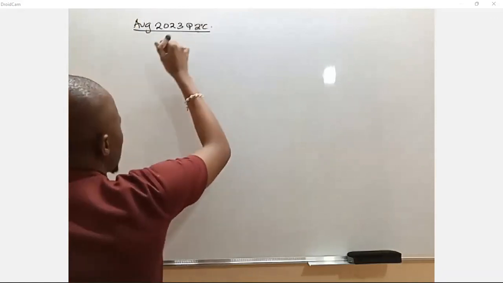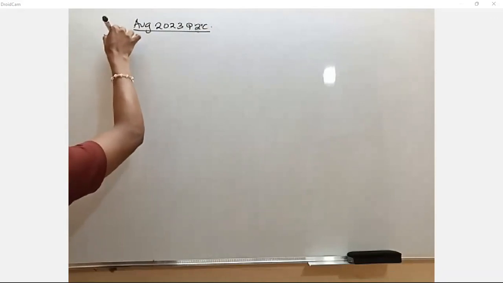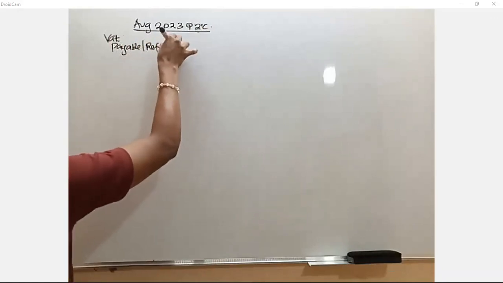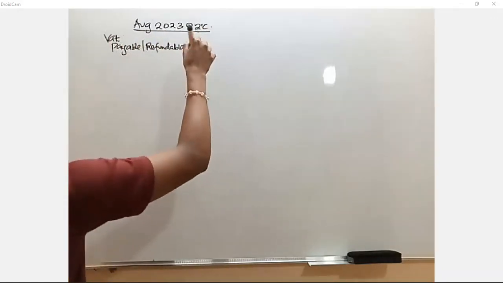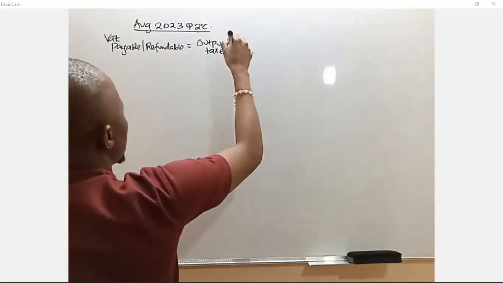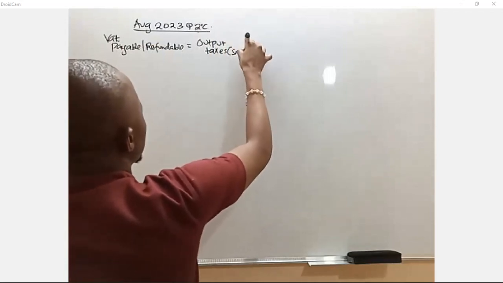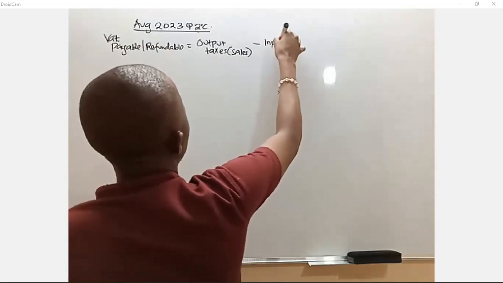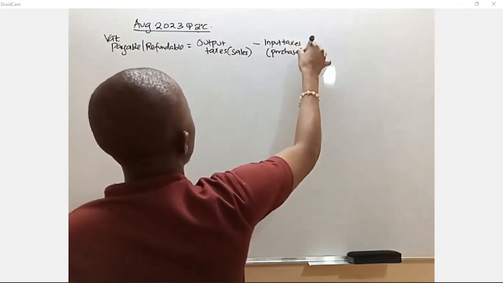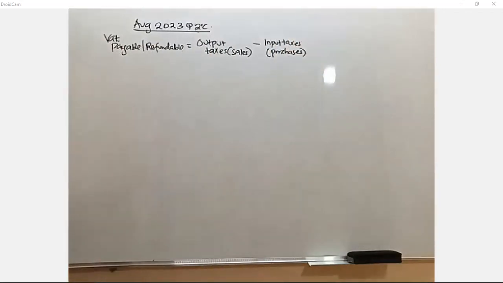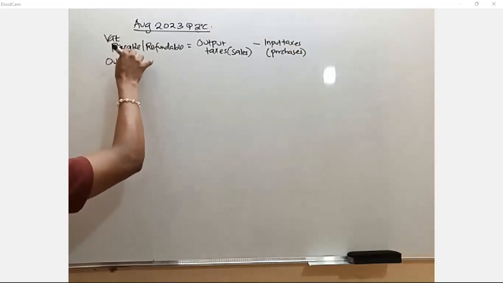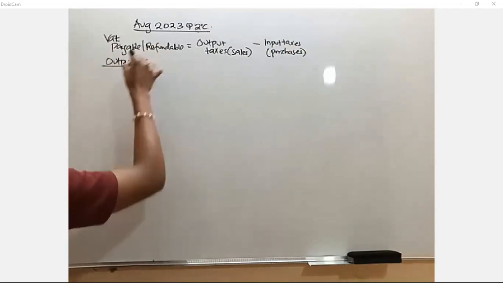And it is very simple to understand that to get the VAT payable or refundable, we normally take our output taxes, which are generated from the sales, minus the input taxes, which we normally get from our purchases. So in this case, the examiner is asking a very simple question: can you calculate the output tax?